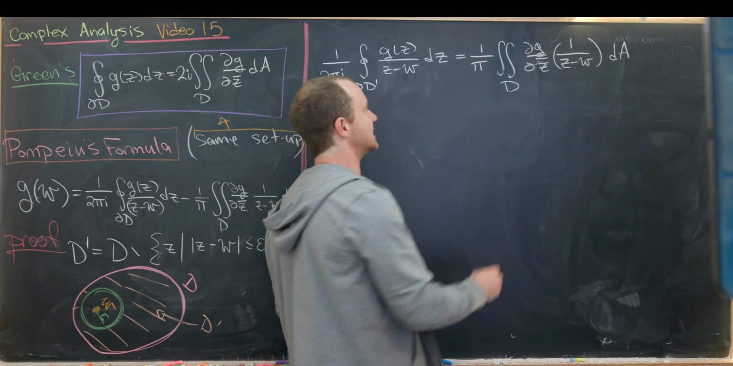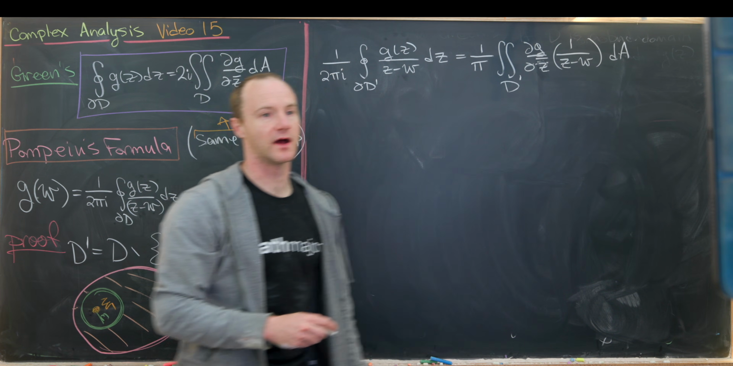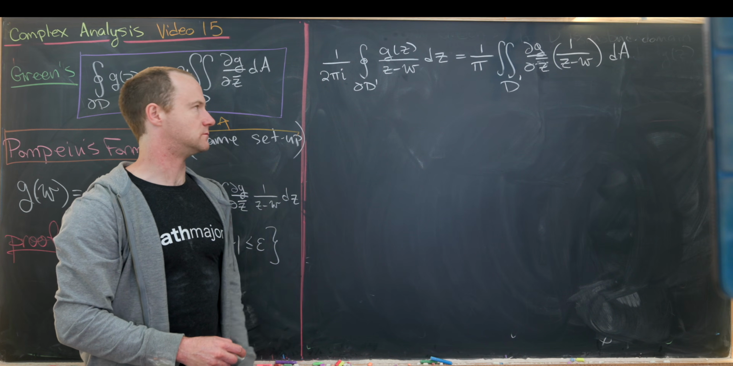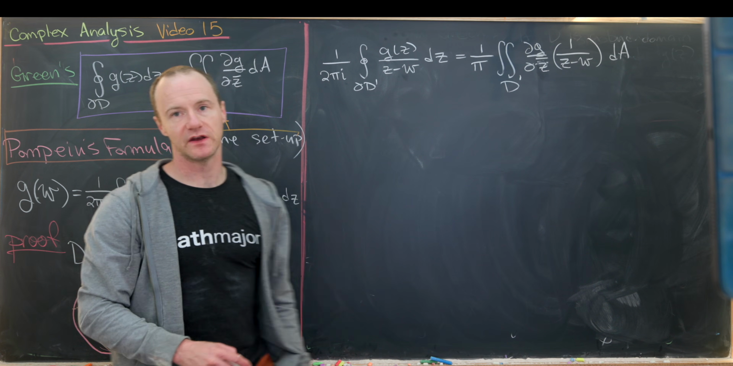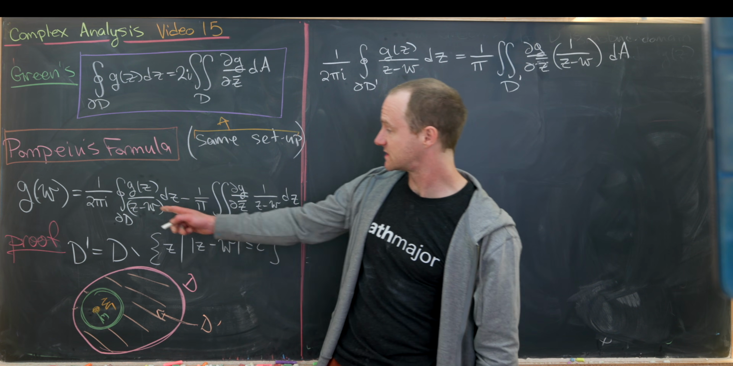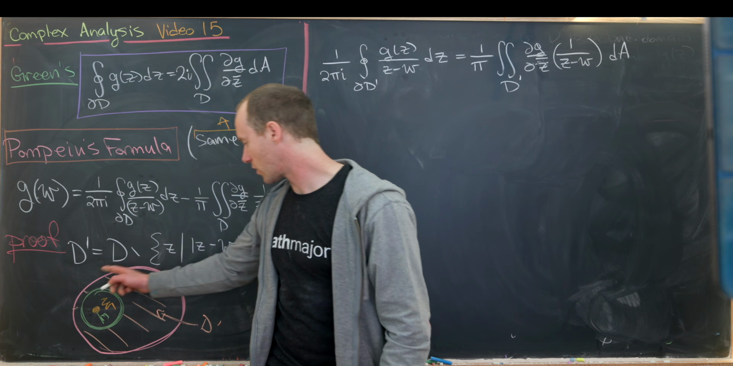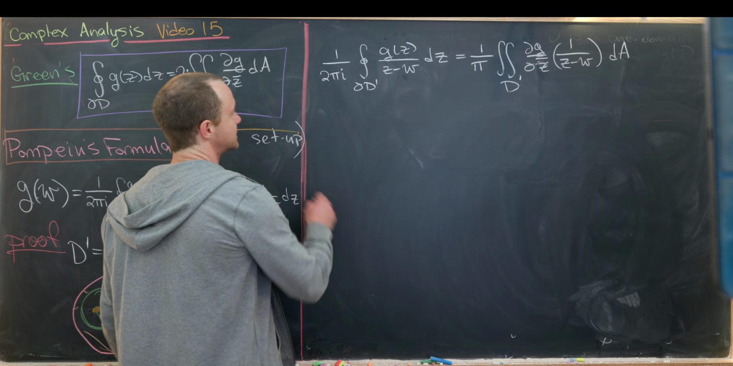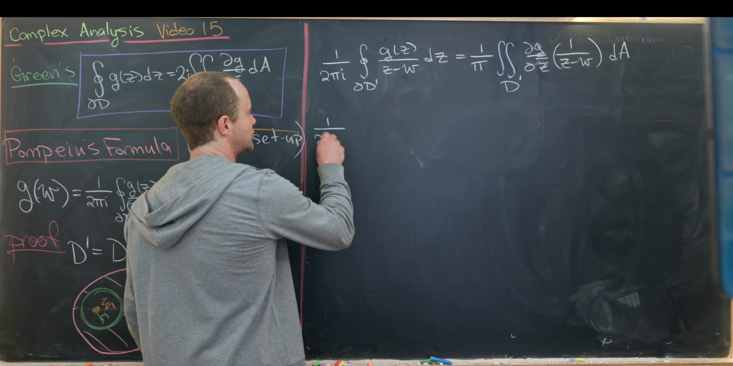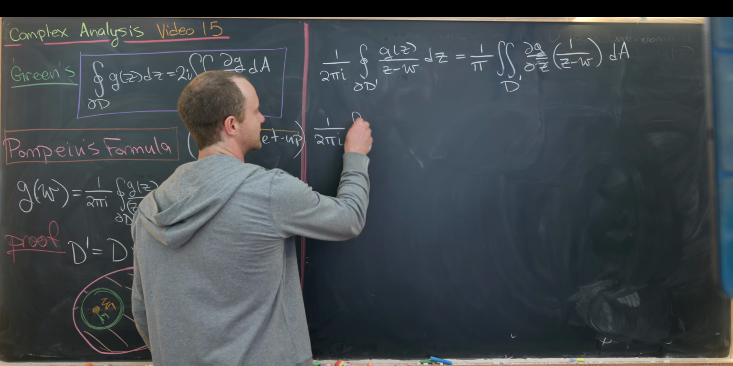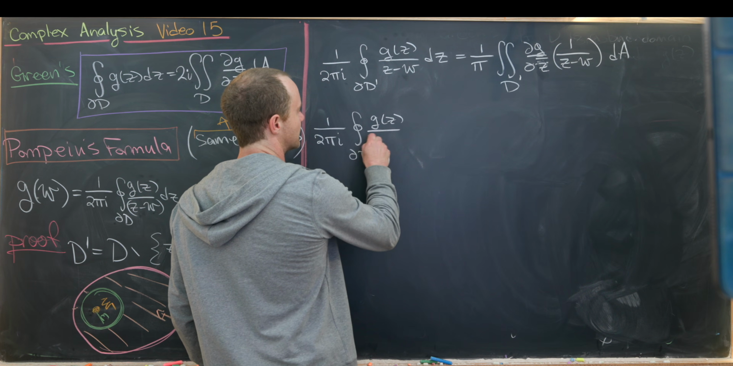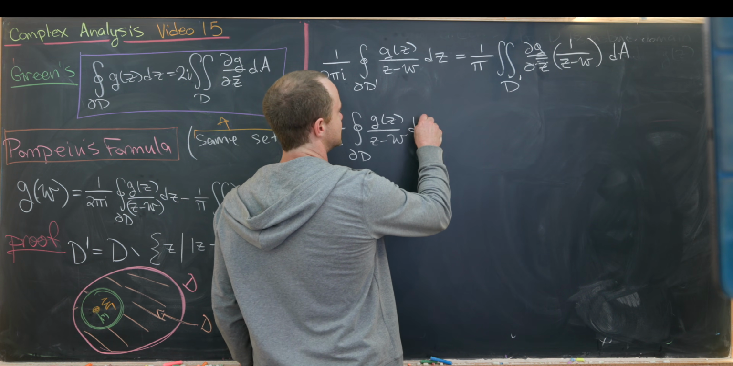And I should say this is the integral over D prime. Okay, so now that we've got that calculated, we can find this line integral right here over the whole boundary by pasting these two things together. So let's do that. So we have 1 over 2 pi i times the integral over the boundary of D of g of z over z minus w dz.